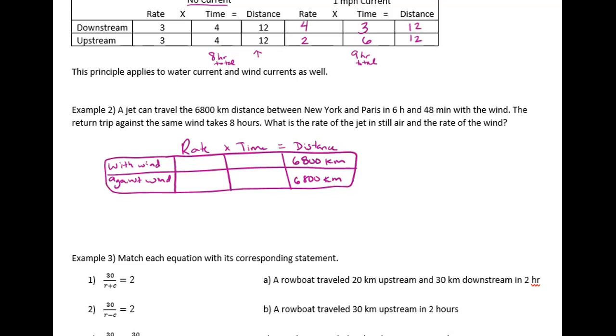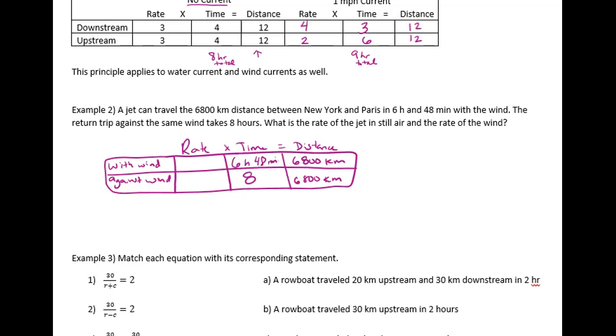All right, so we are going 6,800 kilometers. When we go with the wind, it's 6 hours and 48 minutes. So with the wind, 6 hours and 48 minutes. Now we can turn that into a decimal or a fraction in just a minute. And the return trip against the wind is 8 hours exactly. What is the rate of the jet in still air and the rate of the wind?